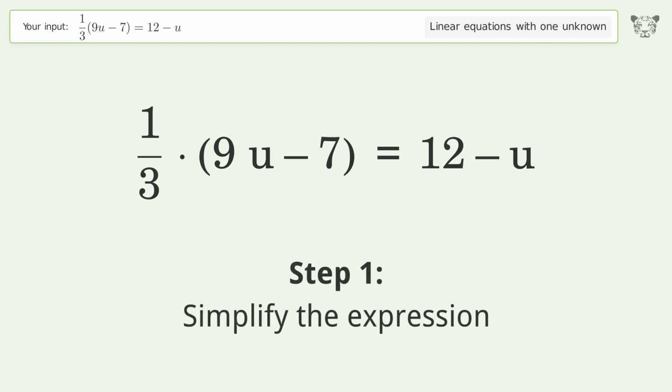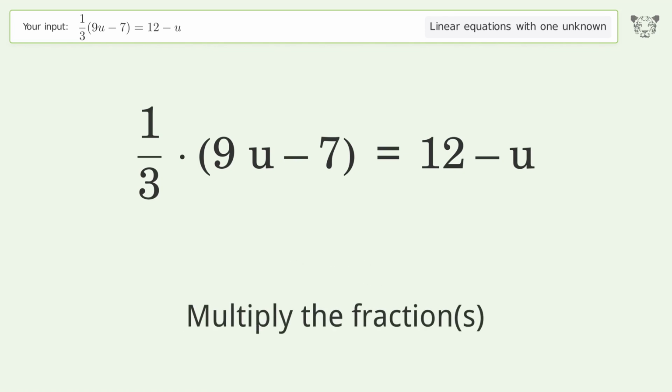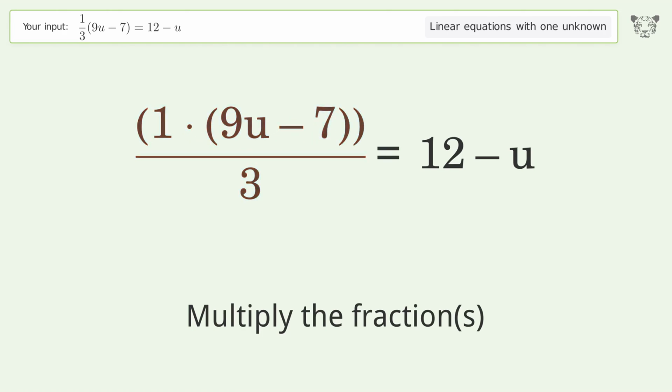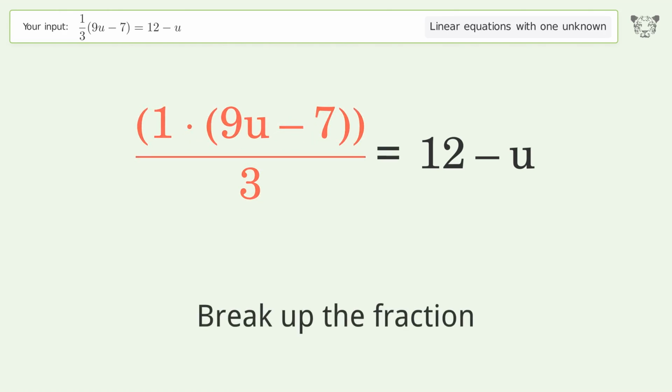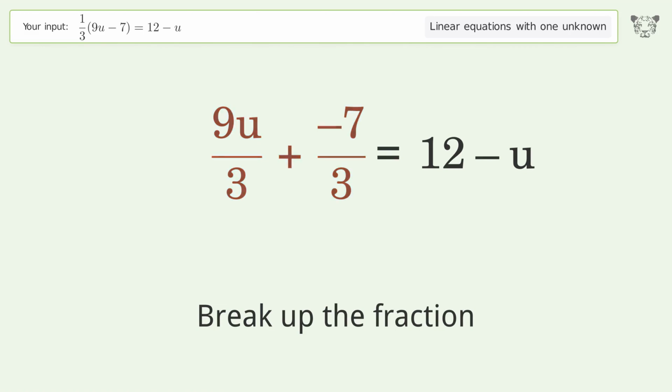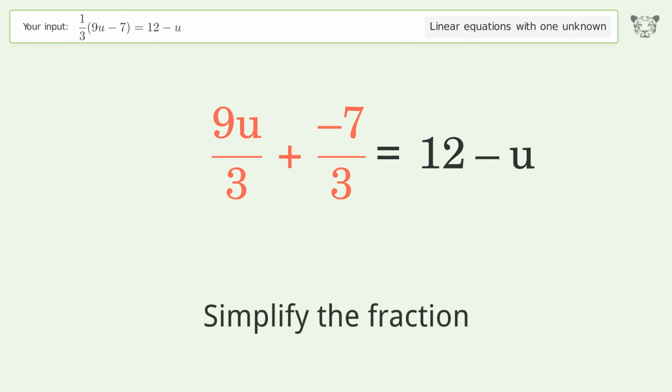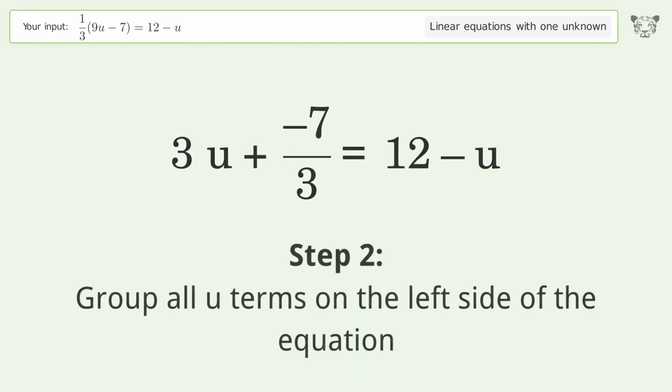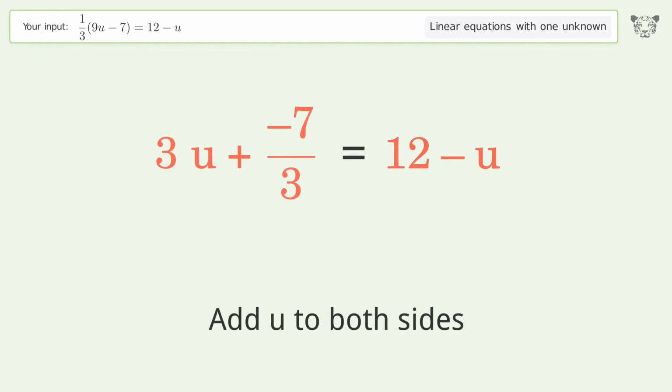Simplify the expression. Multiply the fractions. Break up the fraction. Simplify the fraction. Group all u terms on the left side of the equation. Add u to both sides.